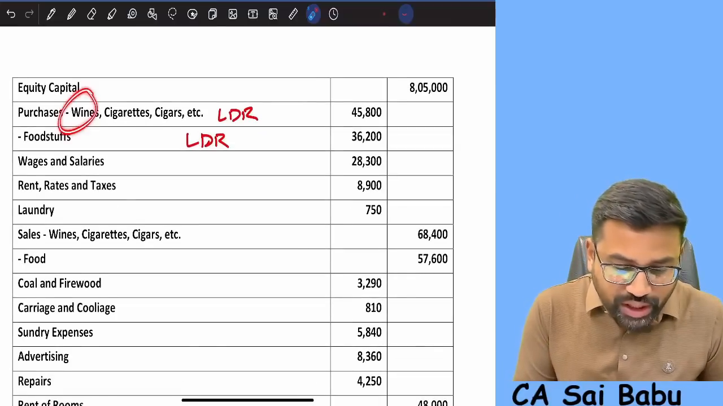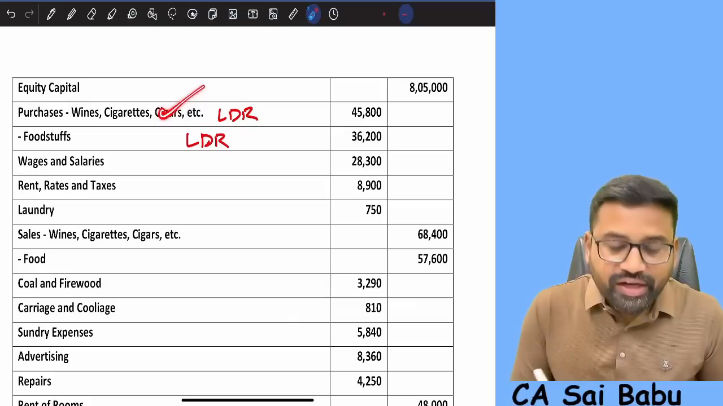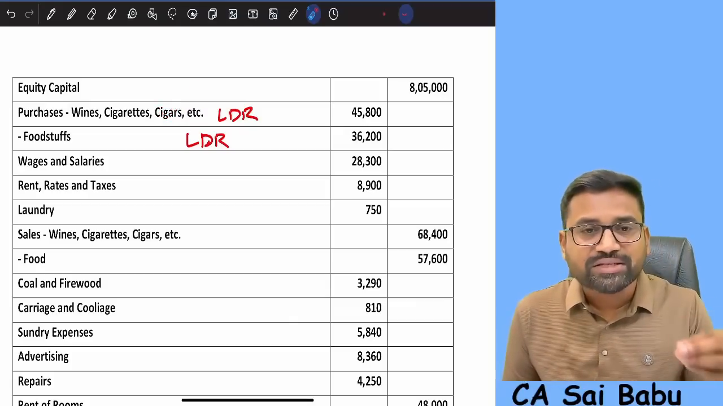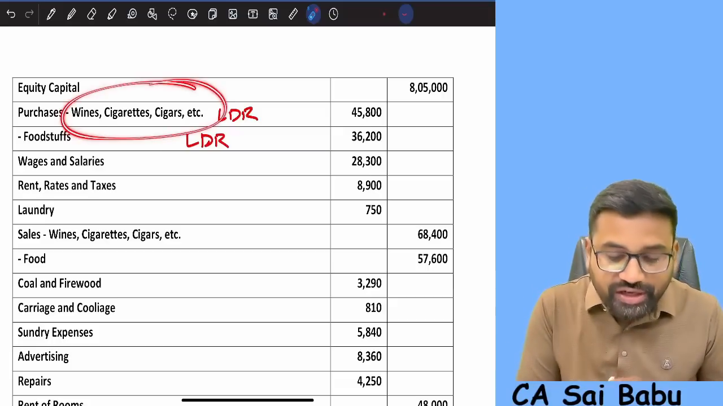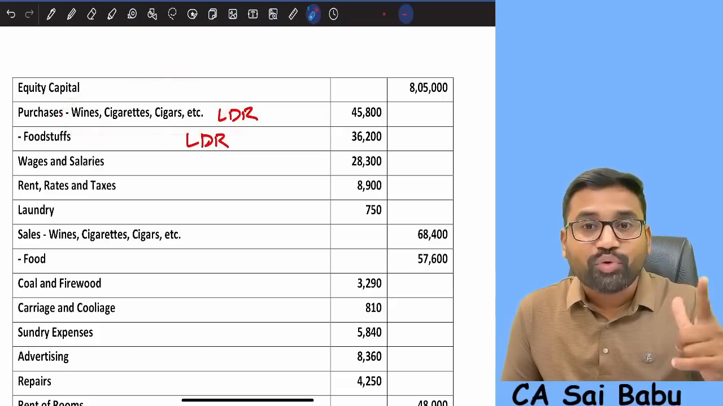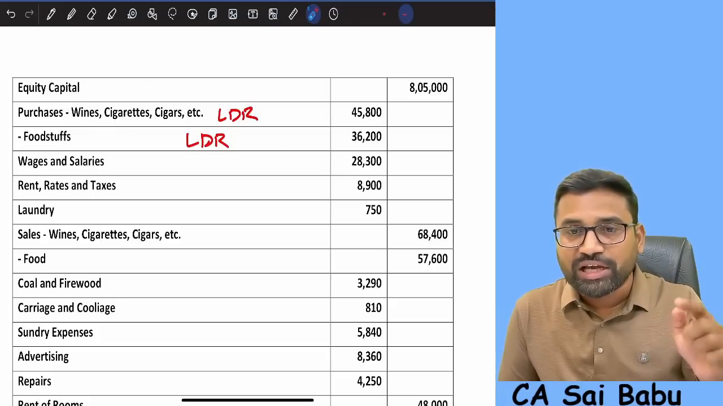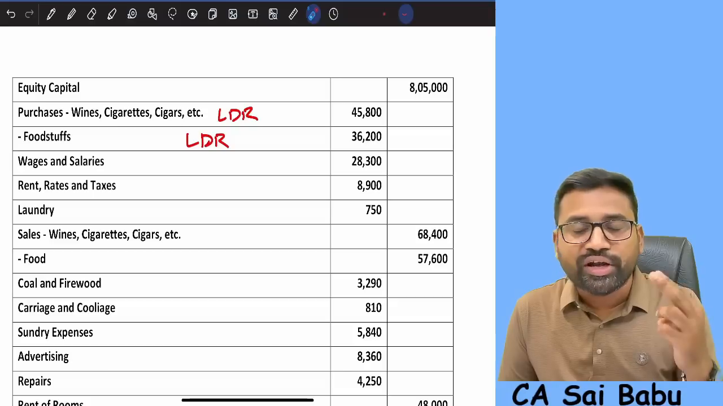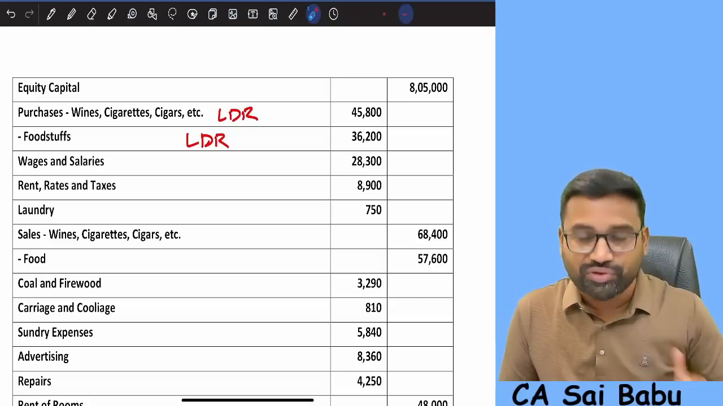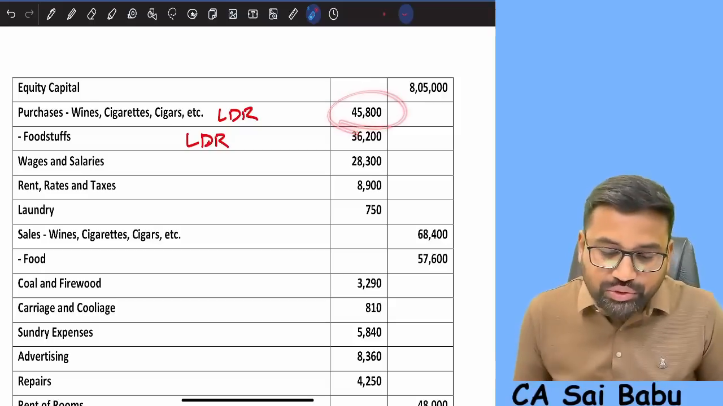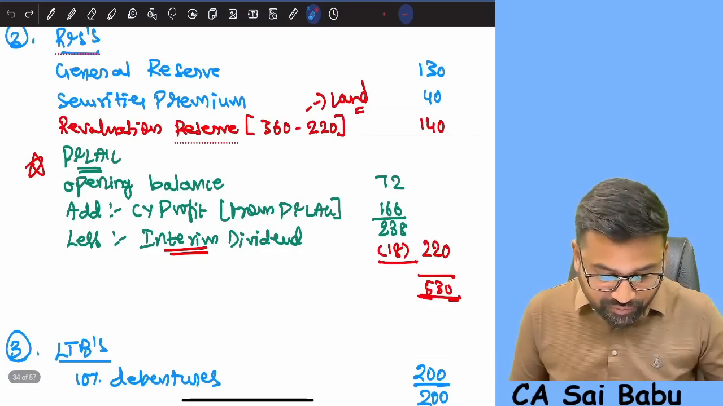Hotel is selling wines, cigarettes, cigars. Now, this is stock in trade because hotels are not manufacturing these wines, cigarettes, cigars. They are purchasing and selling to the customers. So this is stock in trade. Now relating to stock in trade, what items will we show? As per Schedule 3, when you are preparing the P&L account, on the expenses side, relating to stock in trade, you need to show two things. One is purchase of stock in trade. Another one is change in inventories of stock in trade. So these purchases we need to show separately. And also the difference between the opening and closing, we need to show separately.